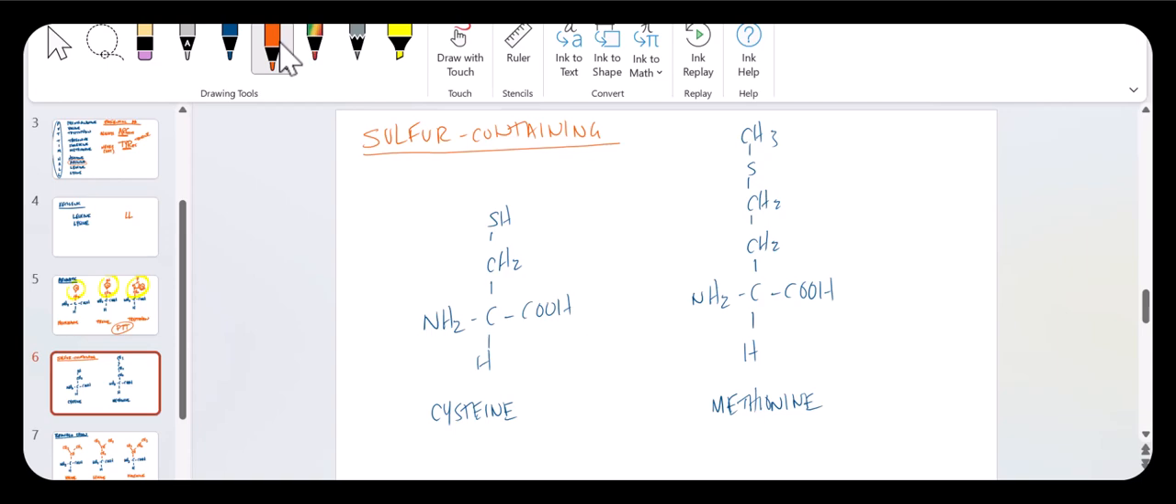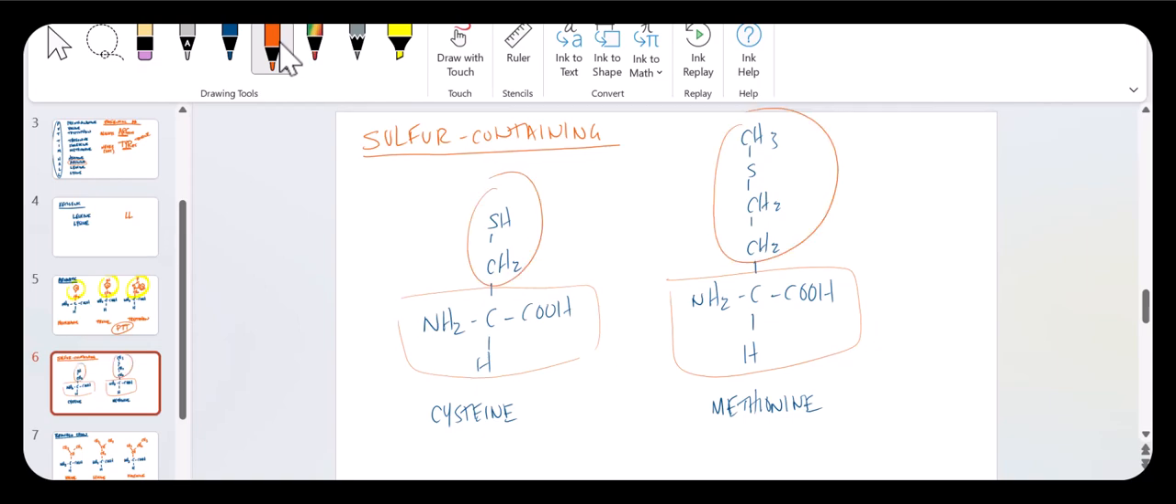Okay, next ones are sulfur containing. So we've got our amino acid structure like we always do, then we have a sulfur. This is our cysteine and our methionine. We actually have cysteine and cystine, two cysteines together. I'm not saying that totally correctly, but I want to make the distinction between this and this. Two of these together make this.